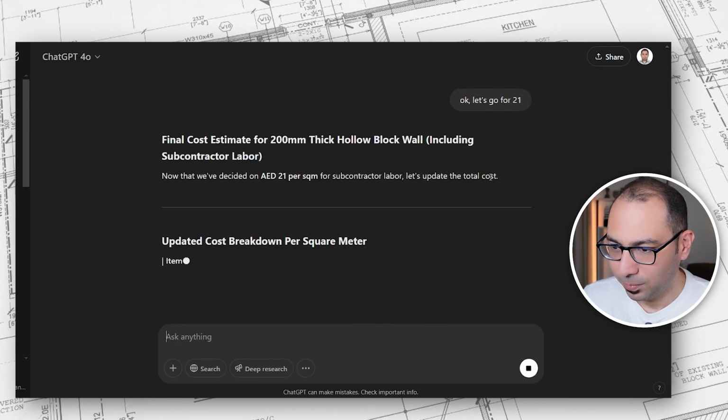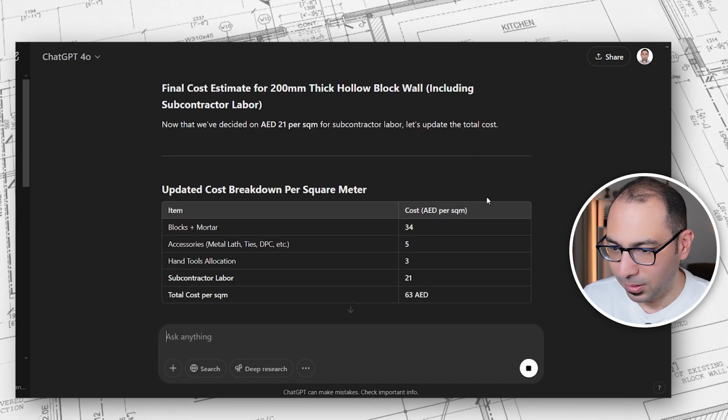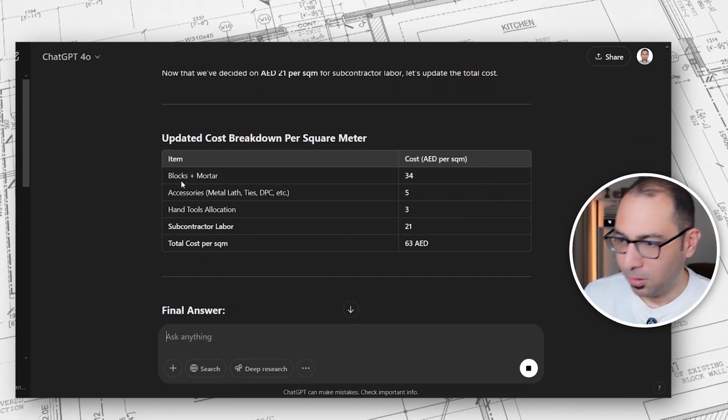Okay. So now we have blocks plus mortar, that's 34. And accessories, we have 5. Hand tools, we have 3. Subcontractor, we have 21. So the total cost is something around 63 dirhams.